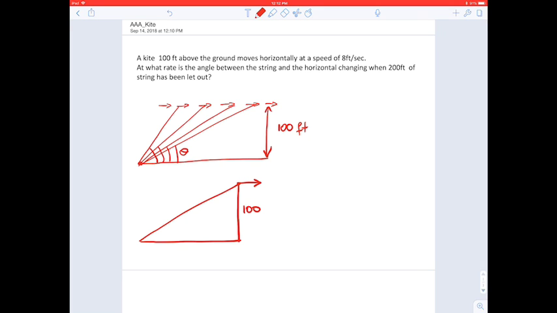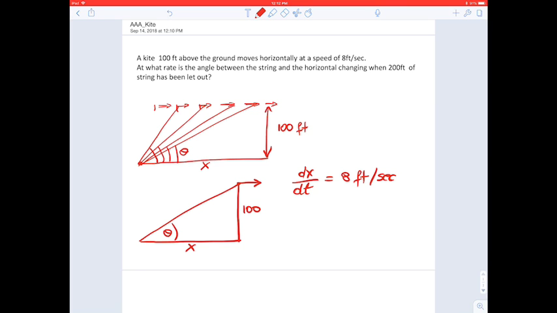That's the kite, that's 100, and since the kite is flying, moving, we know how this distance, which I can project down, is changing. That means the rate of change of x with respect to time, it's 8 feet per second. That's how this distance is changing.